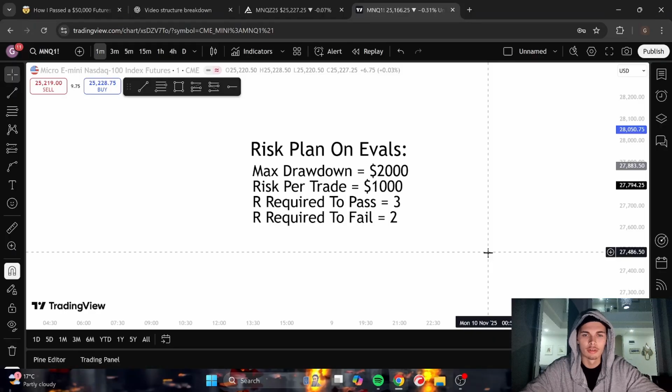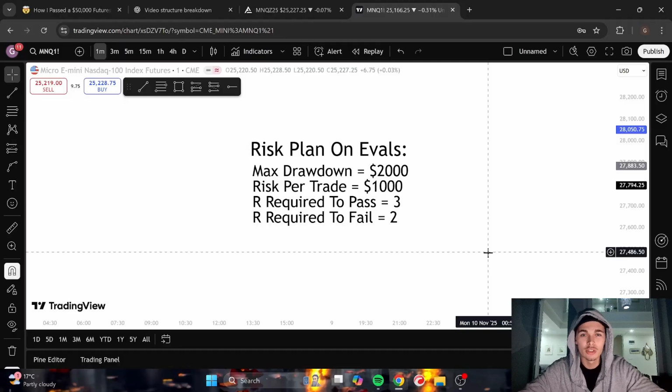I just want to quickly go through the risk plan that I used to pass this evaluation. And as you can see, it's quite an aggressive approach, as the maximum drawdown is $2,000 and I'm risking $1,000 a trade, which is half the max drawdown. But that means to pass the account, I only need 3R. So if I'm catching a trade of say 1.5R, I only need 2 full wins to pass this account.